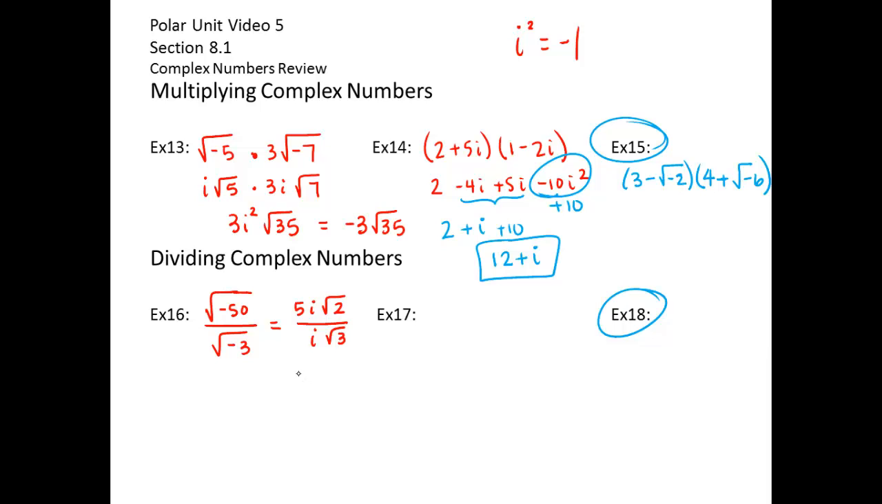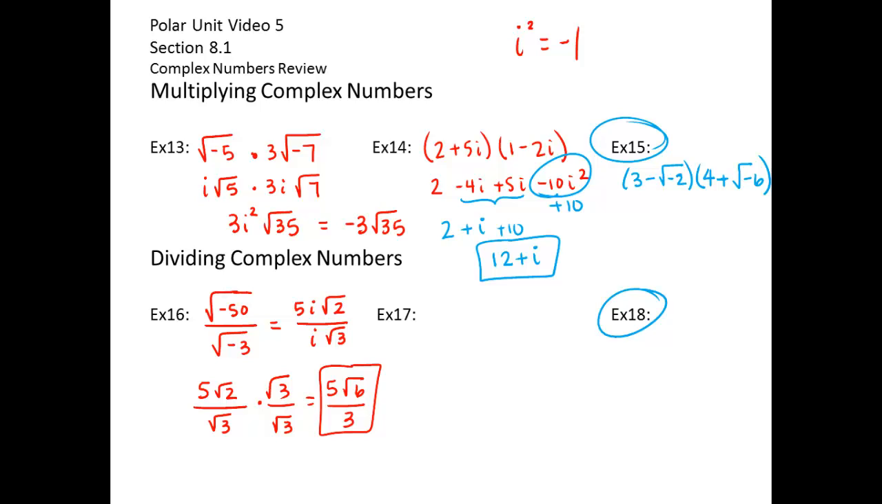So I've got 5 root 2 after canceling out the i's over root 3, and to rationalize we'll multiply both the numerator and denominator by the square root of 3, leaving us with 5 times the square root of 6 over 3, and that is this complex number simplified.